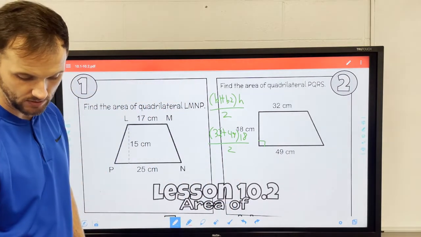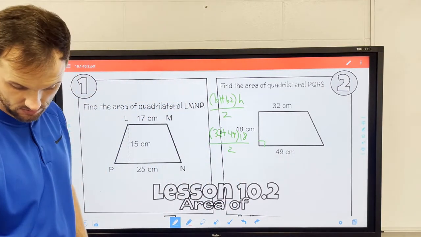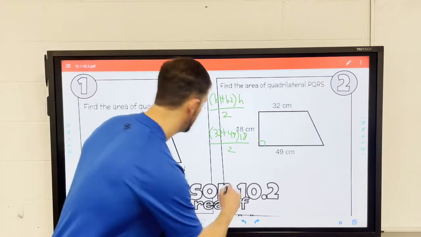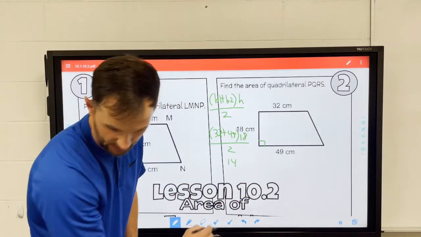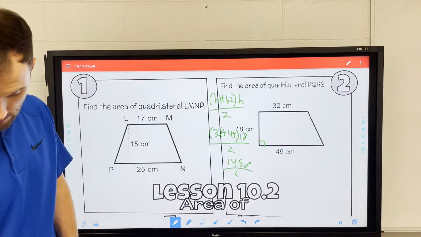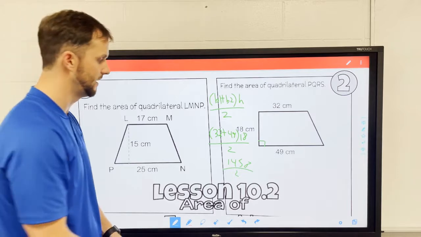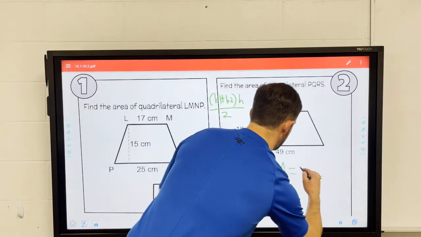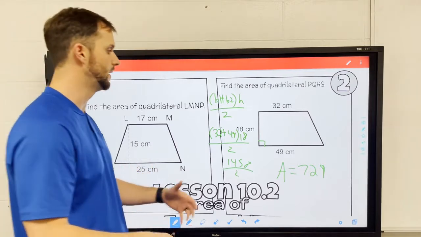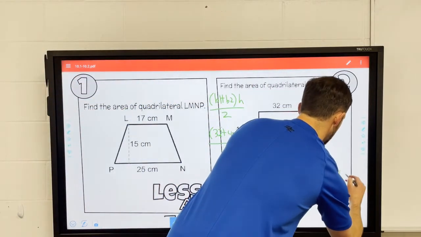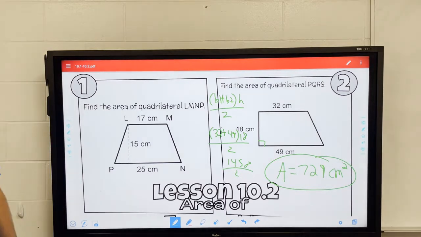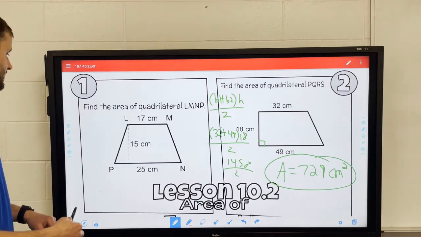So right now I'm going to do 32 plus 49. I'm going to multiply that by 18, which should give me 1,458. And I'm going to divide that by 2. When I divide that by 2, that gives me 729. So the area of this is 729. And again, it's measured in squared units, so centimeters squared. As long as you know the formula, it should be pretty simple to find the area of these shapes. Okay? Let's jump over to example number 3.